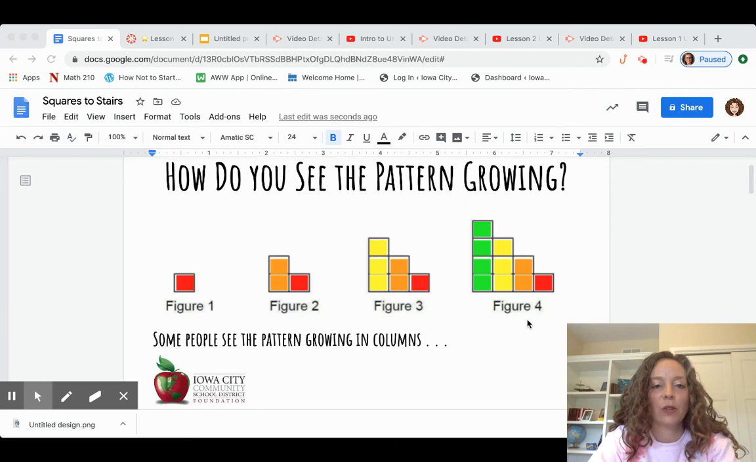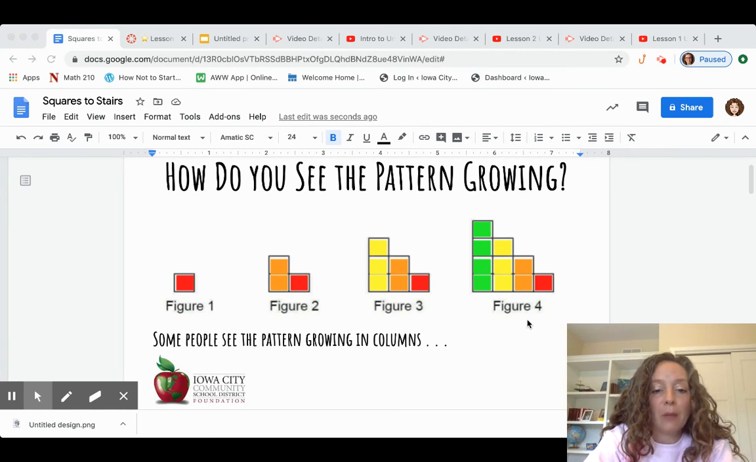Hi. So yesterday I asked you to describe how you saw the squares to stairs pattern growing. And today we're going to talk about three different ways that I've heard students say that they see the pattern growing before. You might have seen the pattern growing in a completely different way. And if that's the case, I'll be really excited to read how you described the pattern growing so that I can add your ideas to this presentation to share with students in the future.